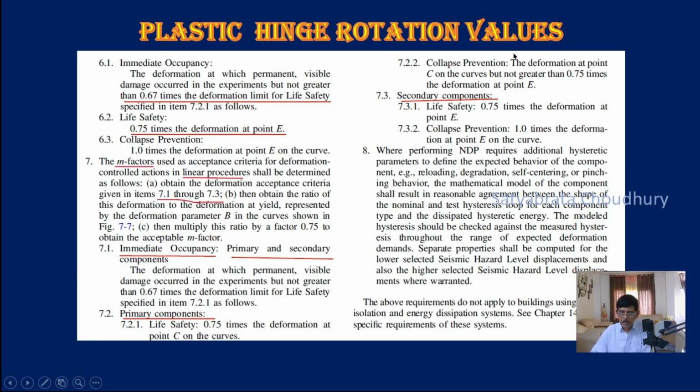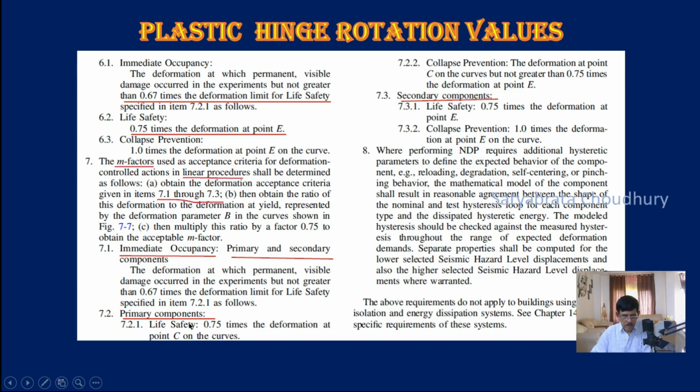Now what is there? The main pages I have taken here. Immediate occupancy, how it is defined: 0.67 times the deformation of the life safety, and like that. In a convoluted way, they are specifying this. This should not have been done. It could have been given directly in the table.